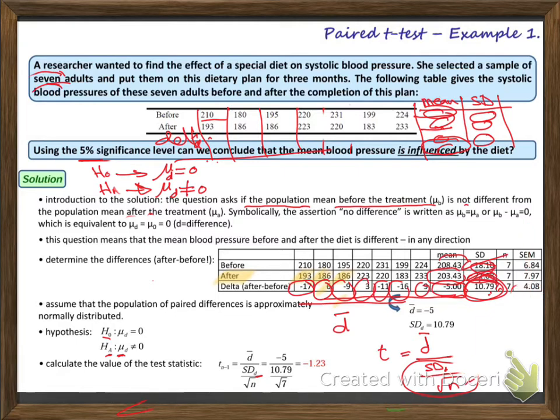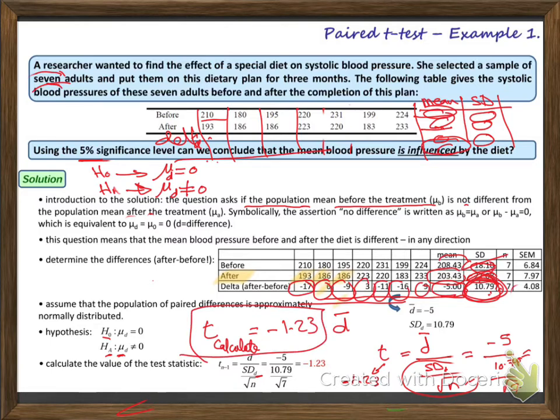So after substituting the data which you have here, d mean equals minus 5, and the standard deviation of the delta, 10.79, divided by the square root of 7, we got t equals negative 1.23, okay? So my calculated t equals minus 1.23. This is the calculated t, okay?